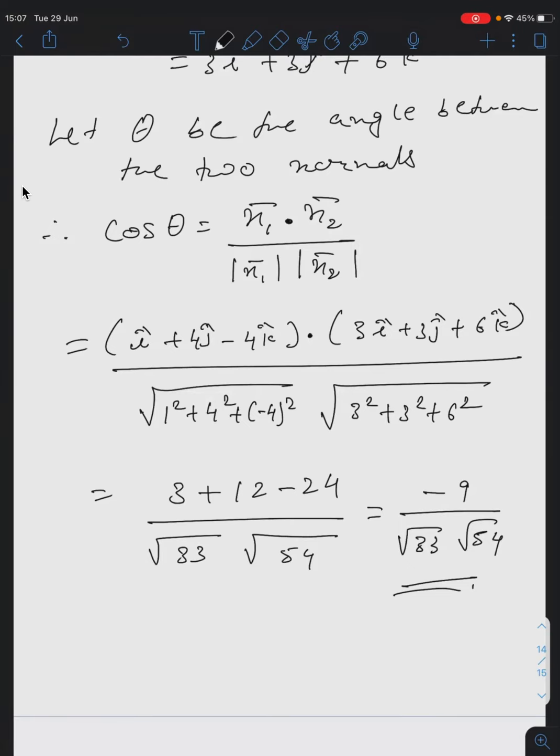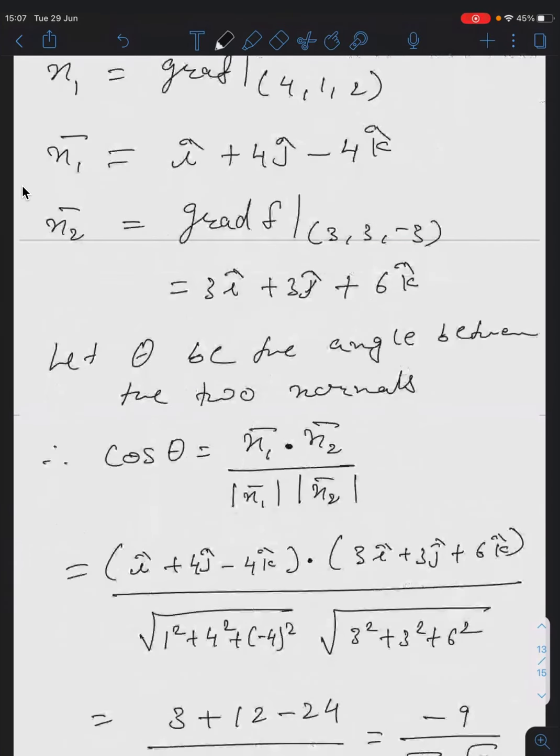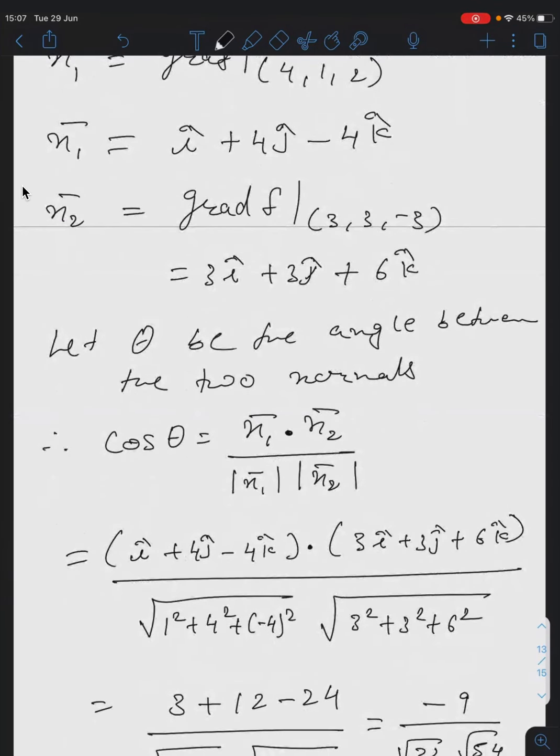So the normal vector is calculated by the gradient of f at a given point. The unit normal vector will be calculated by the gradient of f by mod of the gradient of f. Understood? Yes, ma'am.